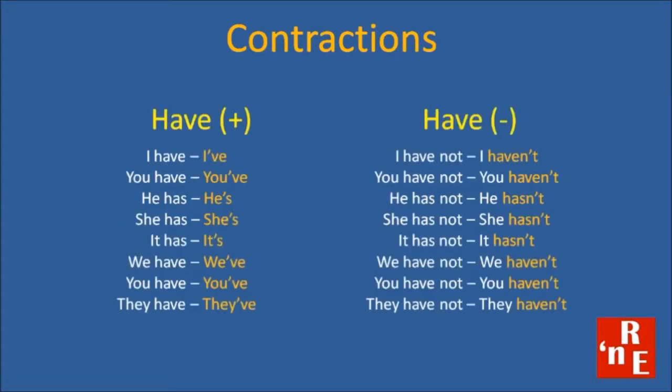And finally we have contractions with the auxiliary have in the affirmative form. I've, we do this sound like I've, you've. Then we have the third person, he's, she's, and it's, and we've, you have, we contract like you've, and they have, they've. And the negative form, we contract have not, like haven't, I haven't, you haven't. Then we have has not, like hasn't, he hasn't, she hasn't, it hasn't. And finally, we haven't, you haven't, and they haven't.